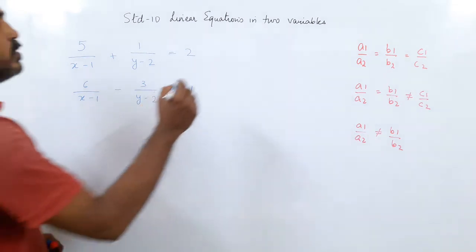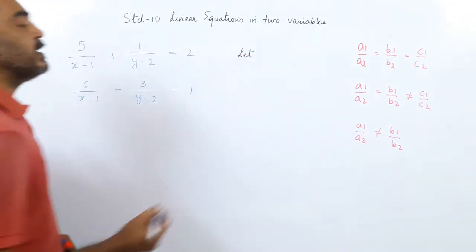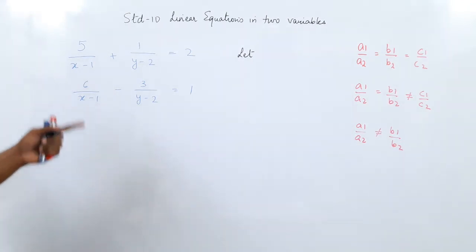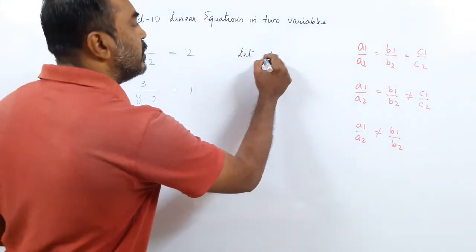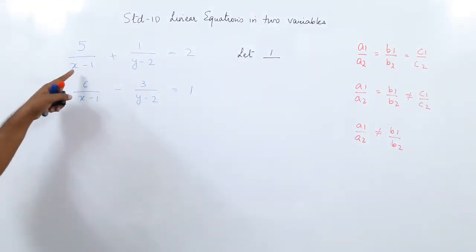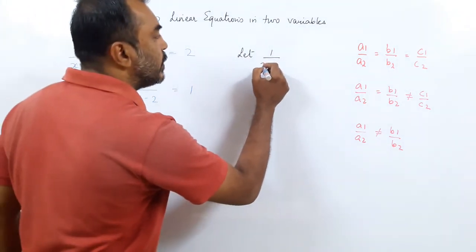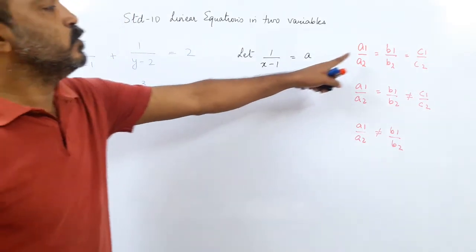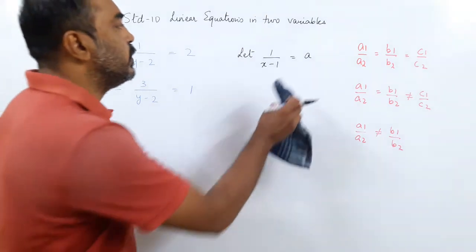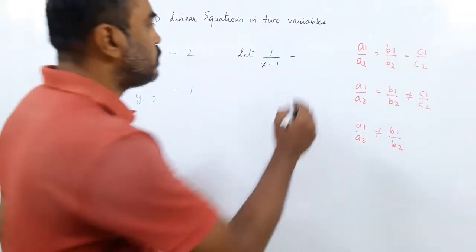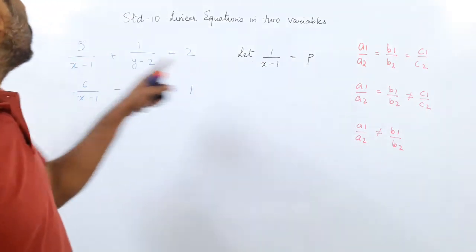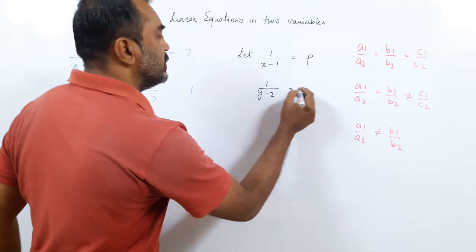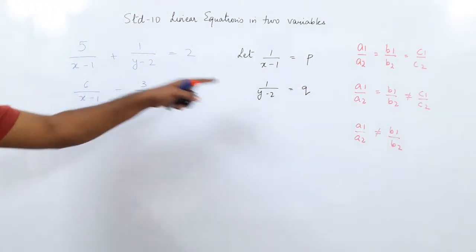So like previously we took, let 1 upon x equal to a. In the book they have mentioned p, but I have taken a. You can change whatever you want. In the previous sum we did, let 1 upon x equal to a. But here I will not take 1 upon x, I have got x minus 1. So I will take, let 1 upon x minus 1 equal to a. I can take a here, but a I am using here for a1, a2. So the book has used p. Let us also use p. So 1 upon x minus 1 is equal to p and 1 upon y minus 2 is equal to q. So these are called equations in reducible forms.